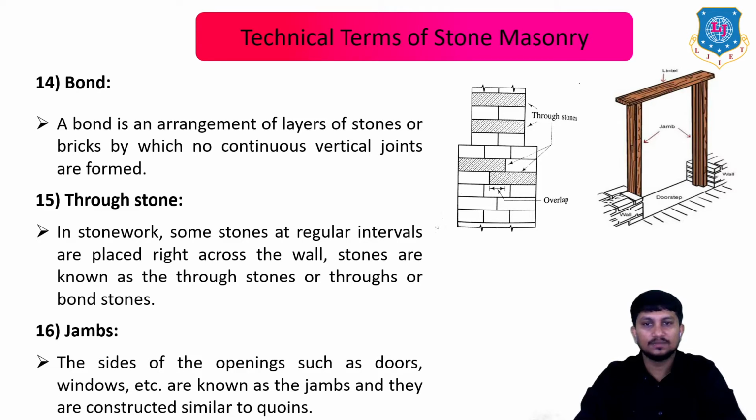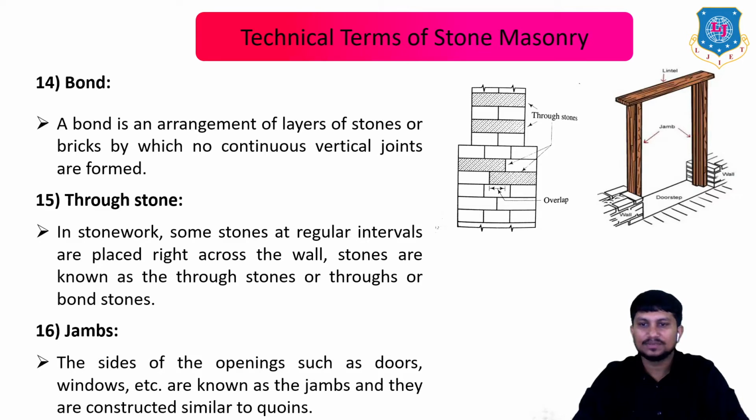Okay, next is through stone. In stonework, some stones at regular intervals are placed right across the wall. These stones are known as the through stones, or you can say throughs, or you can say bond stones. Okay, you can clearly see through stones in this figure.